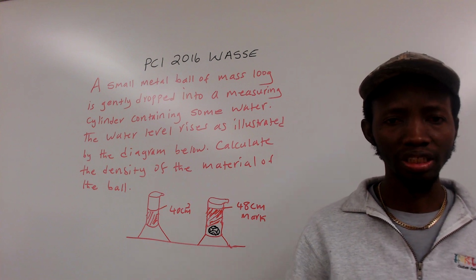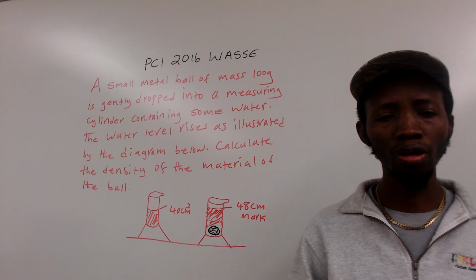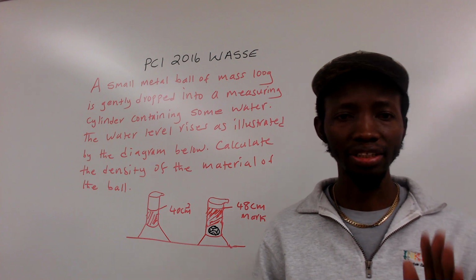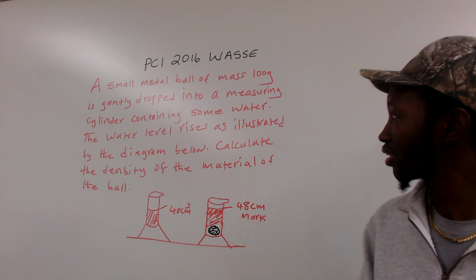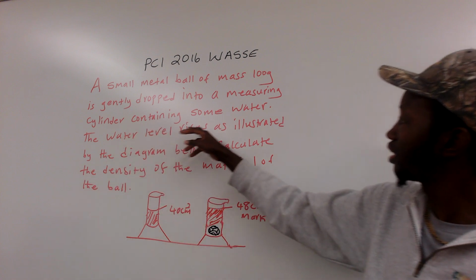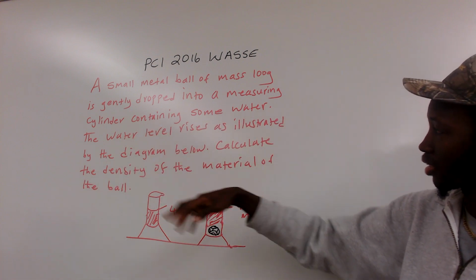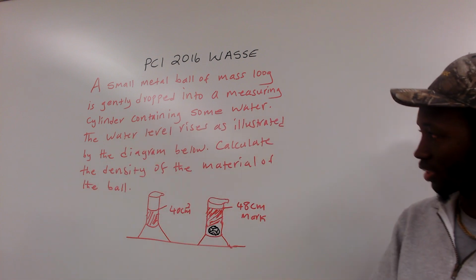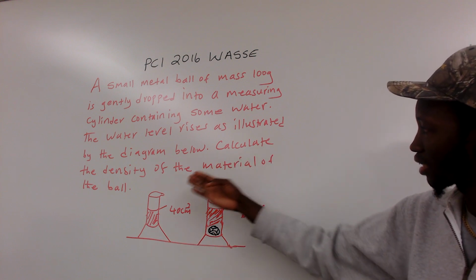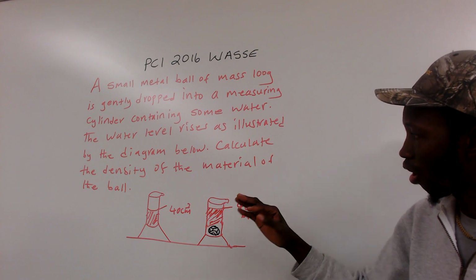The question reads: a small metal ball of mass 100 grams is gently dropped into a measuring cylinder containing some water. The water level rises as illustrated by the diagram below. We are given the diagram and we are required to calculate the density of the material of the ball.